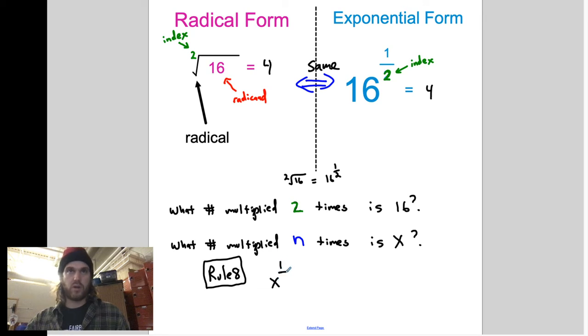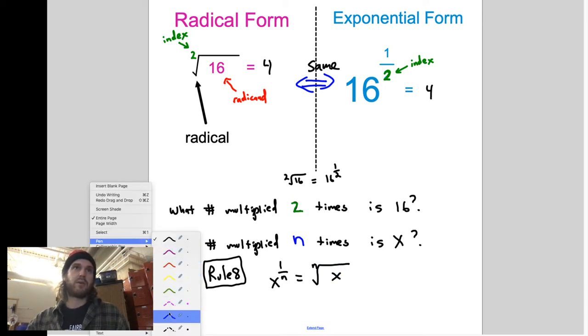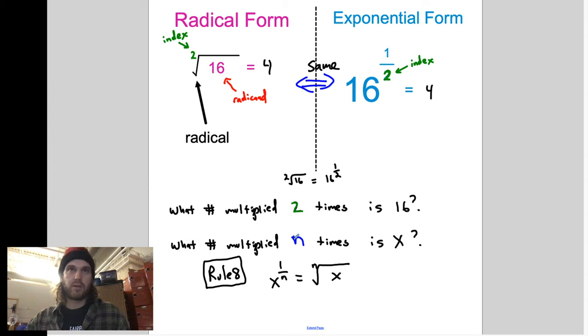X to the 1 over n is equal to the nth root of x. Okay, and of course that n is the same blue n that I'm talking about right here. And it asks the same question. What number multiplied n times is x? Fantastic. So let's do a bunch of examples.